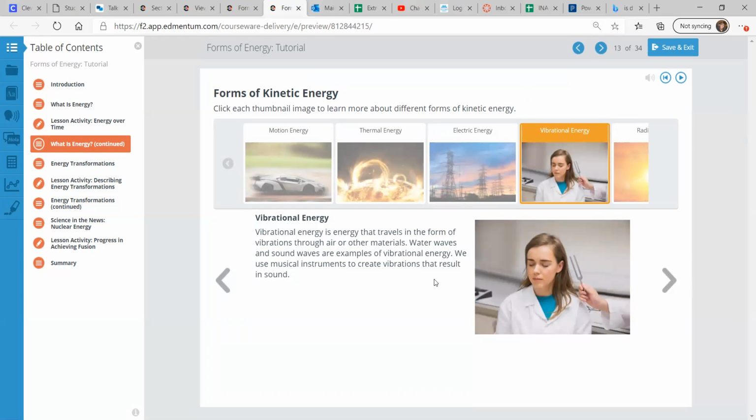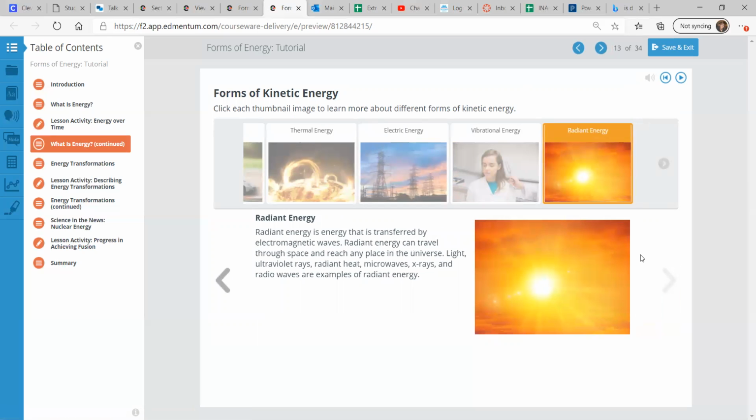And then you have vibrational energy. That is energy that travels in the form of vibrations through air or other materials. Water waves and sound waves are examples of vibrational energy. We use musical instruments to create vibrations that result in sound.